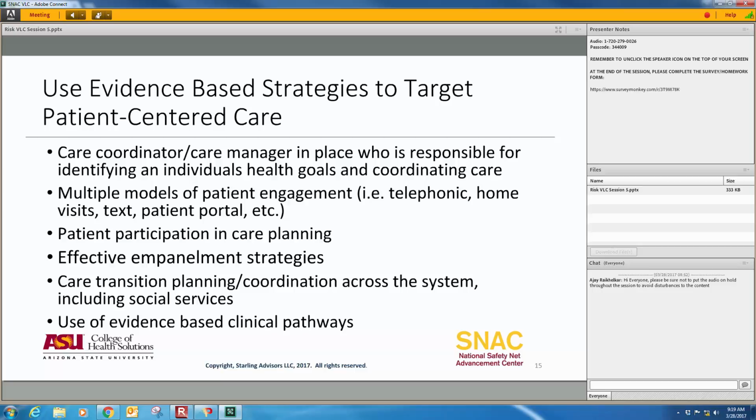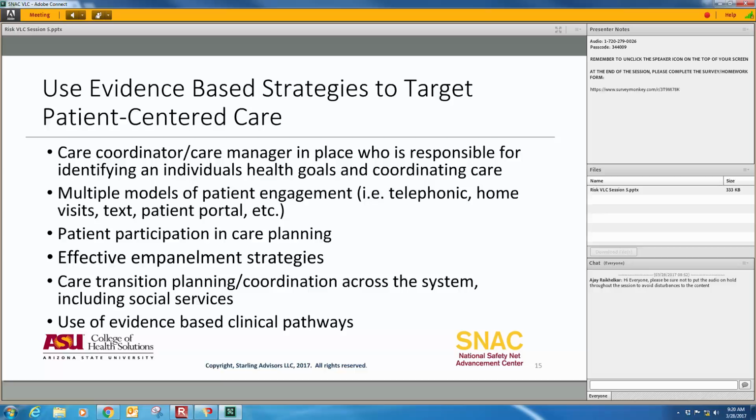And another interesting and important component of all of this is, how are we working in our risk management programs to engage patients? There are so many different ways to do that, many of which are technology-based, but some of them are low tech as well. Strategies that we know a lot of you and your peers around the country are looking at include telephonic, home visits, maybe texting programs, patient portals. There are just a lot of ways to be thinking about how to engage the patient in their own care planning.